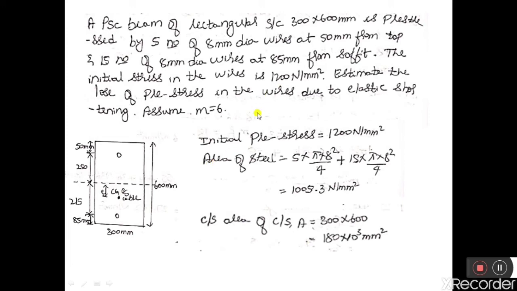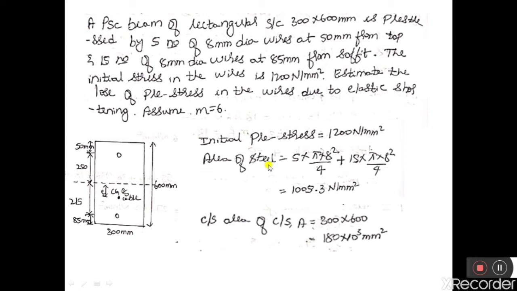So in the question they have given the initial prestress which is imparted into the cable. So the initial prestress is equal to 1200 Newton per mm square. Then what are the cross section areas of cable 1 and cable 2? So initial prestress is known, it is given in the question, and if I calculate the cross section area of cable 1 and 2, then I can calculate the initial prestressing force that is applied to the cable.